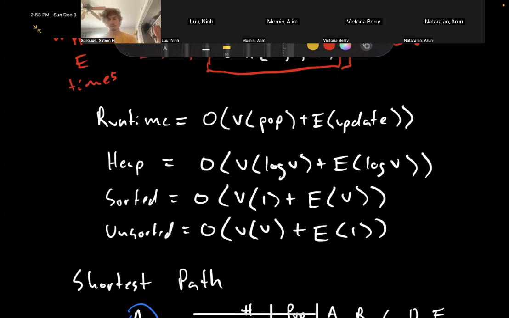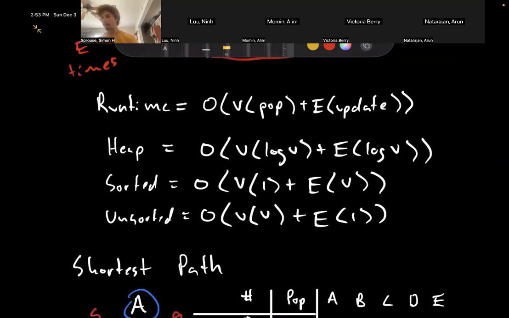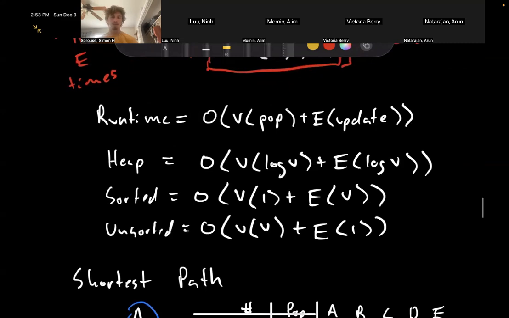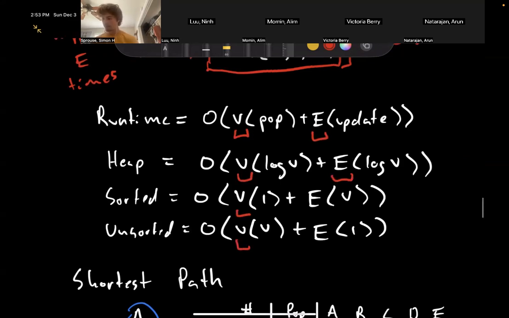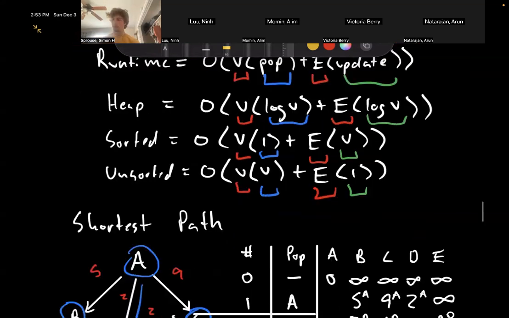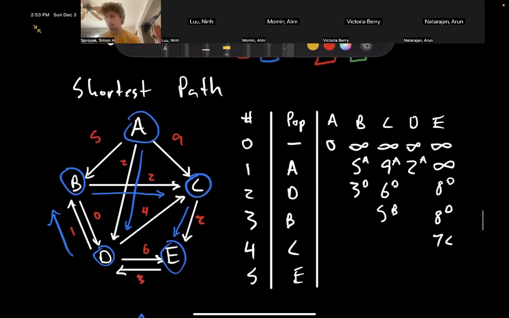I would be comfortable being ready to rattle these off and recite them, almost in a memorization sense, but also in an understanding sense: you've got this frequency of occurrence, which in this case is V and E, times this expense of operation, which in this case is going to be pop and update. So hopefully that's clear. Okay, so let's actually look at Dijkstra's algorithm.